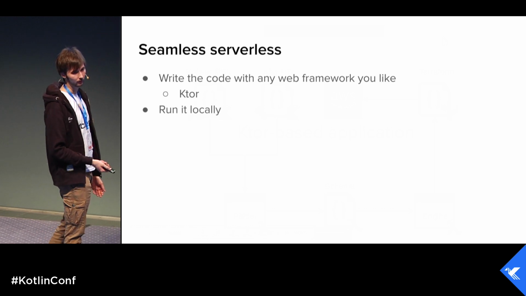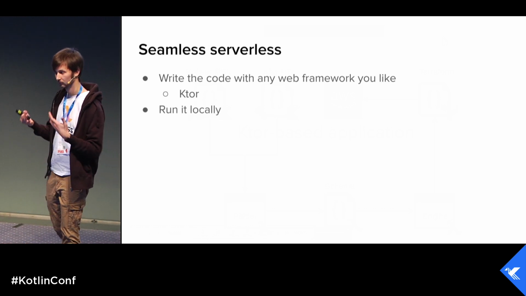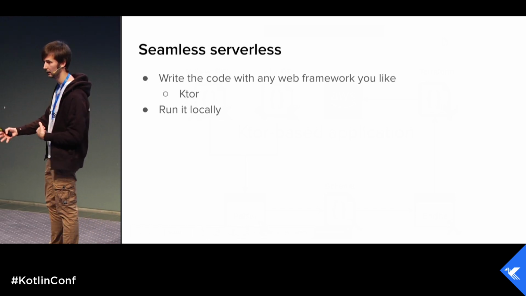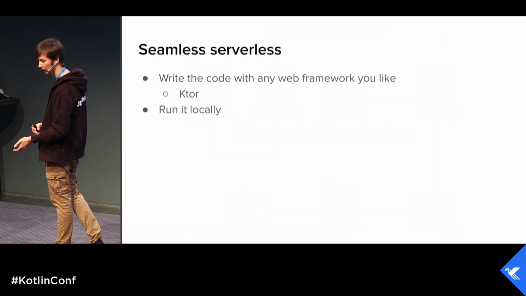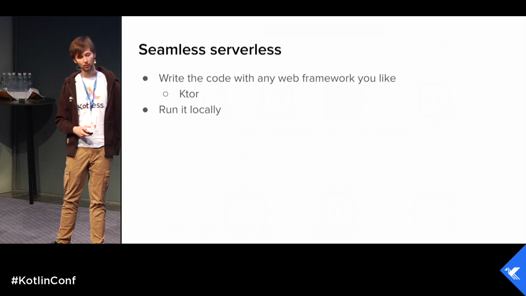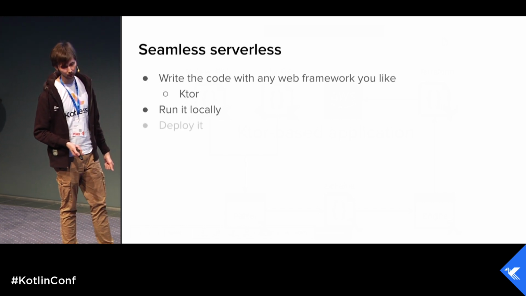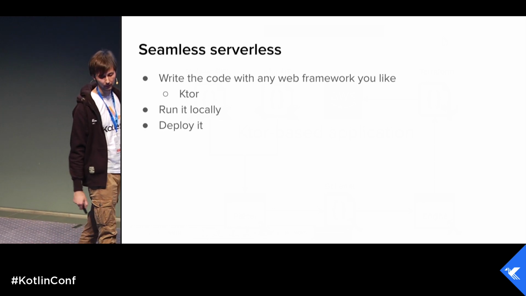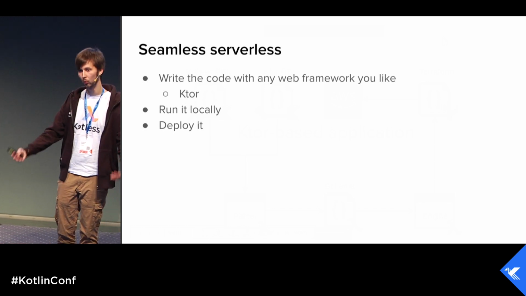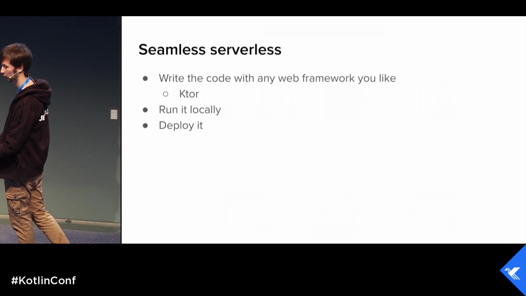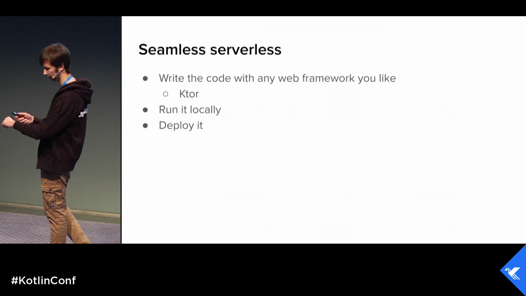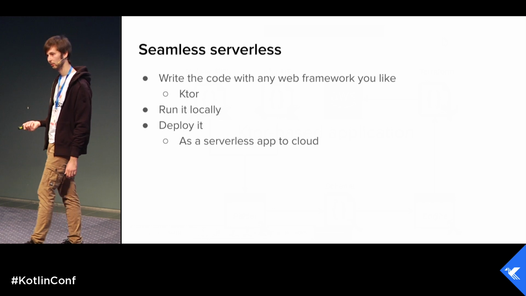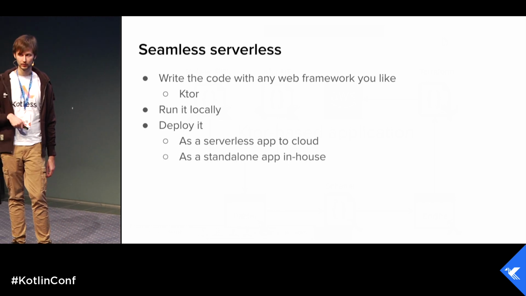After it, you can run it locally. Since you have actual Ktor code, we can replace the engine with the engine that can be used locally. And you can debug your application locally, run it locally, even have a hosted standalone solution. Then you are deploying it with a seamless serverless tool like Kotless. It introspects the code of your framework, understands what is the serverless infrastructure for it, and generates deployment and deploys it. In the end, you have a serverless application in the cloud, and you can even have a standalone application in-house.